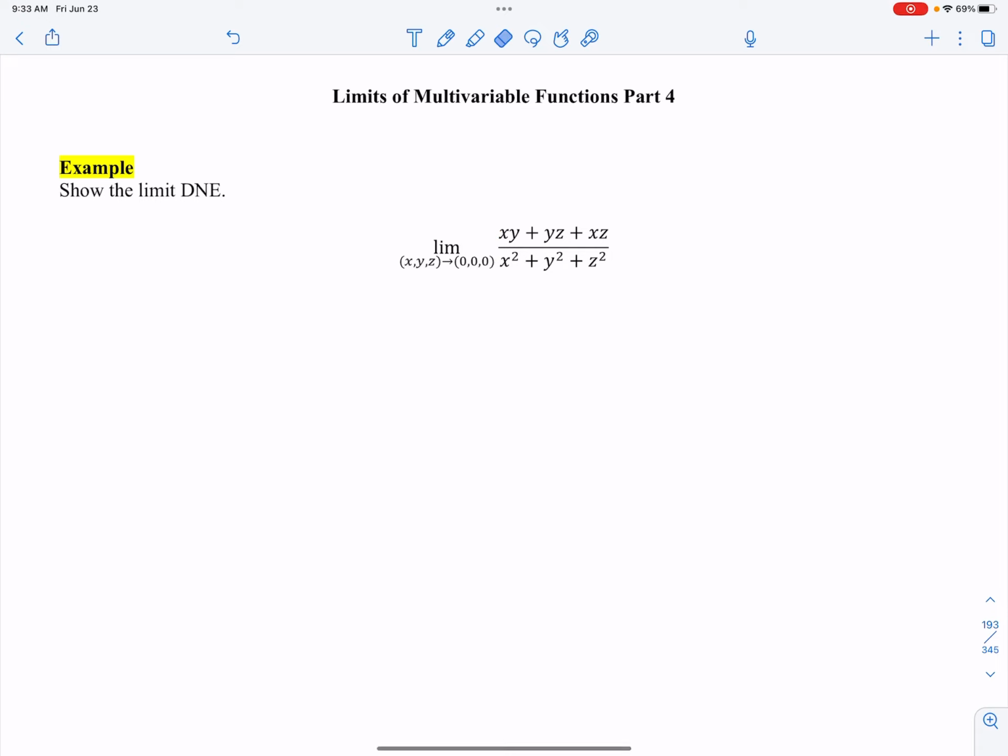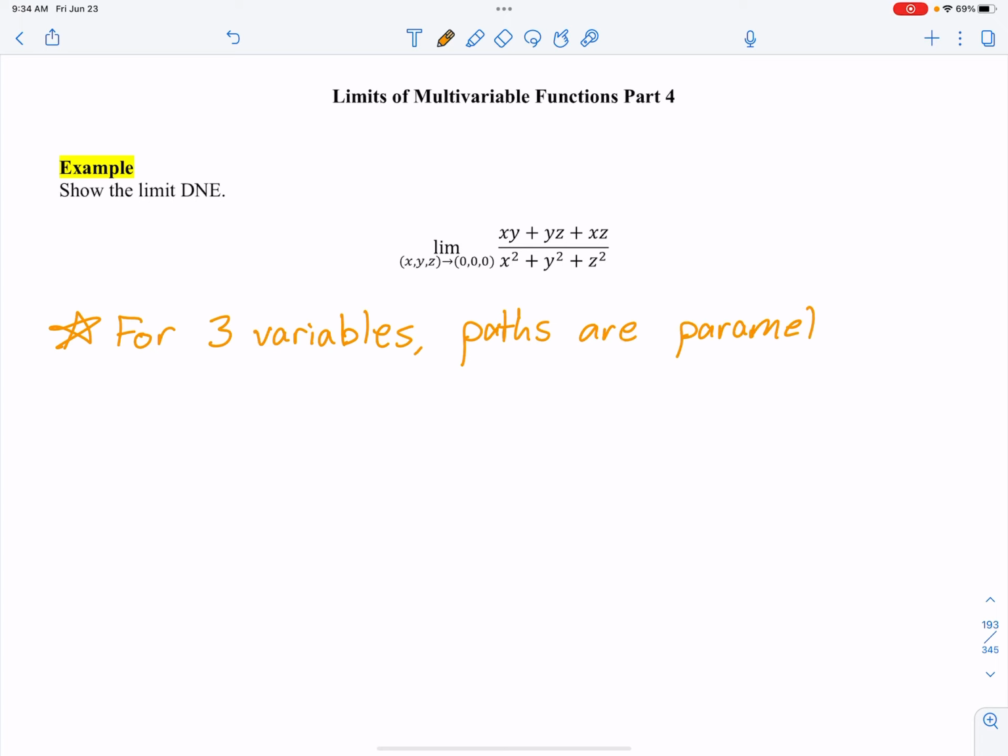Okay, so now what's going to change is the paths are a lot different. We have 3 variables, so for 3 variables, the paths are no longer going to be just one equation, they're going to be parametric. So paths are parametric equations. I'll abbreviate there. With t.